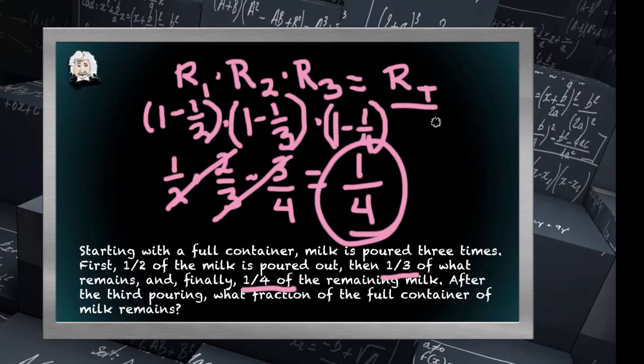And it's important to remember that each fraction, R1, R2, is based on the amount that was remaining prior to that pouring, not a fraction of the original amount. And the wording of the problem is critical because it indicates the fractional amount poured out from the remaining at any given point.